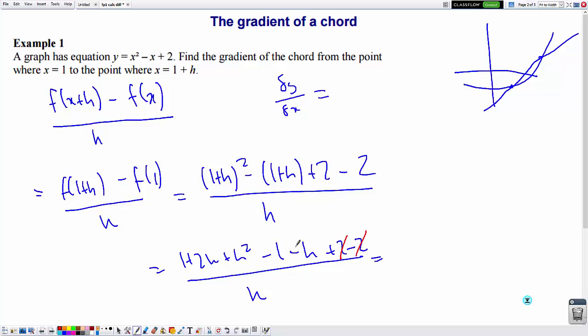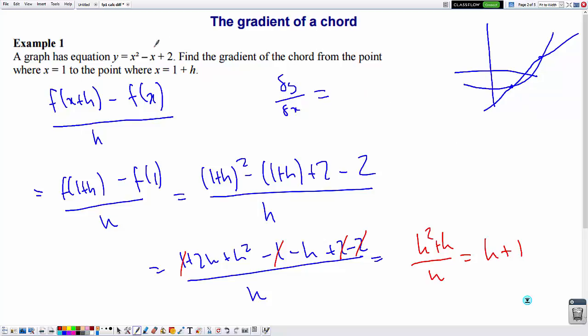Those two cancel each other out. The minus 1 and the plus 1 cancel each other out. So what do I have? I've got h squared plus 2h minus h. That's just h squared plus h over h, which simplifies to h plus 1. I'll just do the cancellation. That's it. That's the gradient of the chord joining the points 1 to 1 plus h.